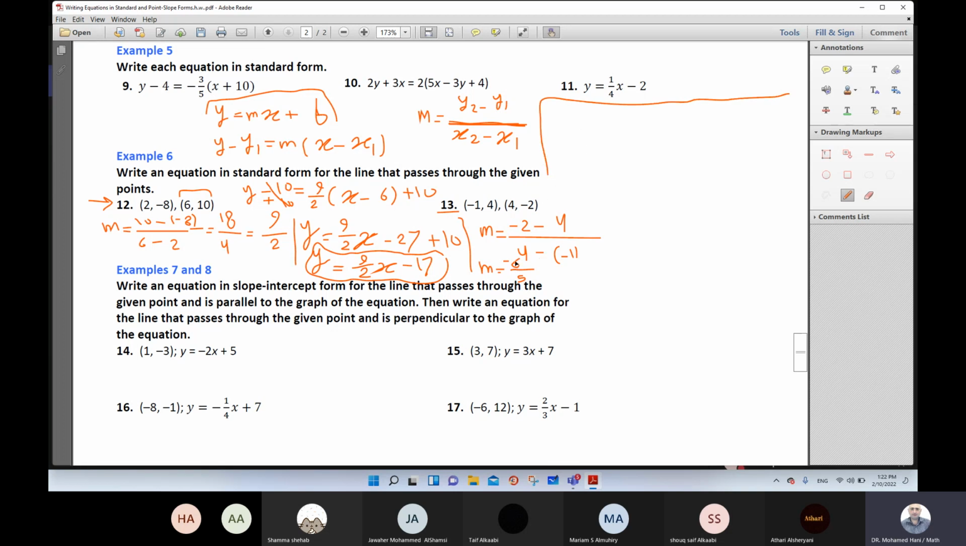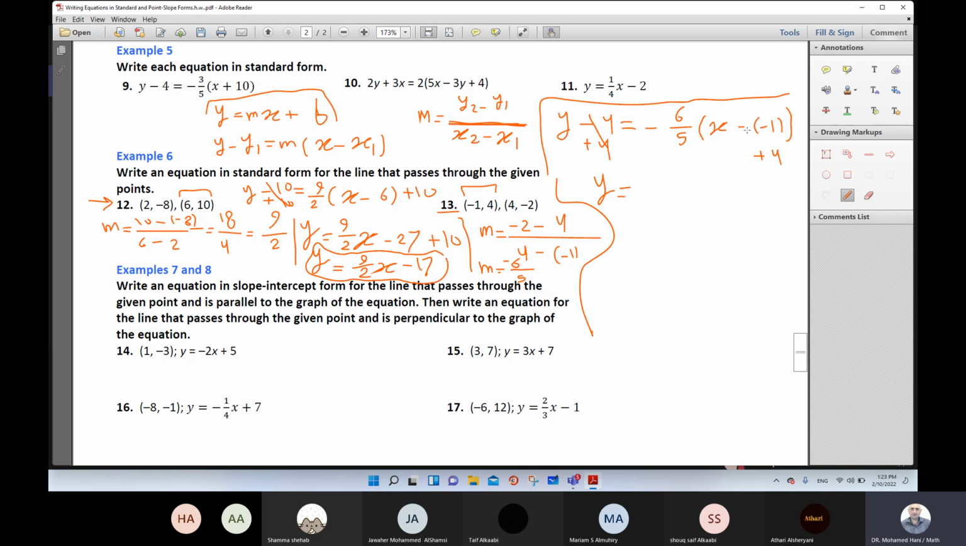Then we want to substitute the value of m, and we want to choose one point and substitute it in the same equation here. For example, I will choose the first point: y minus y1. What is the y1? 4. Equals m, which is negative 6 over 5, multiplied by x minus x1. So we want to remove negative 4 from this side to write this equation in standard form. So we can add the inverse, plus 4 here and plus 4 here. Negative 4 plus 4 will be 0, and y remains here, equal.